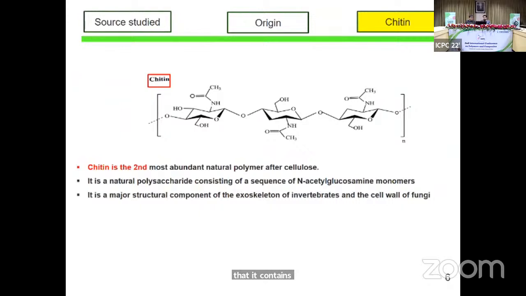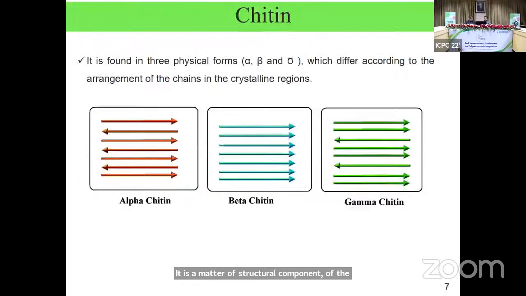Chitin is the second most abundant natural polymer after cellulose, consisting of a sequence of N-acetylglucosamine monomers. It is a major structural component of the exoskeleton of invertebrates and the cell wall of fungi. It is found in three physical forms, alpha, beta, and gamma chitin, which differ according to the arrangement of the chains in the crystalline regions.